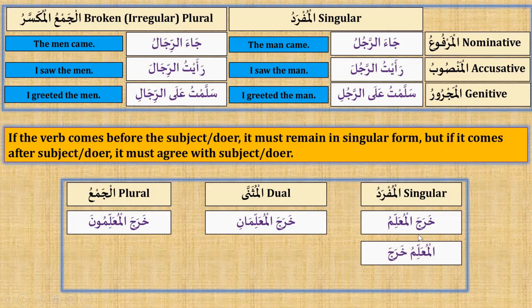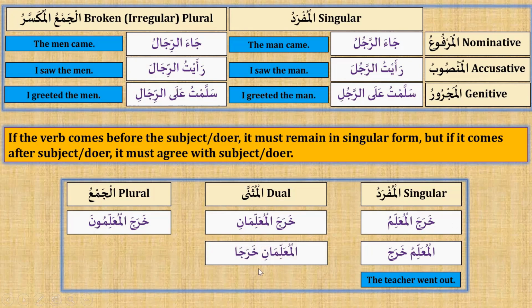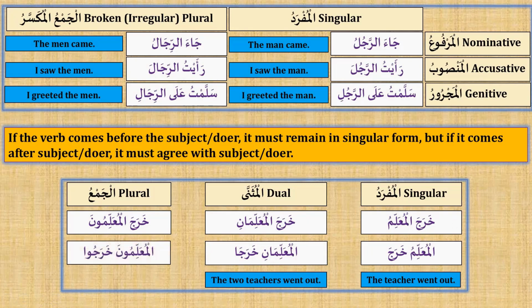المعلم خرج, both mean the teacher went out, but it is more accurate to say it the first way. المعلمان خرجا. The two teachers went out. And the plural is المعلمون خرجوا. The teachers went out, more than two teachers. As we see, if the verb comes after the subject, it must agree with the subject, meaning it must be the same as the subject in terms of singular, dual or plural. المعلمان خرجا. المعلمون خرجوا.